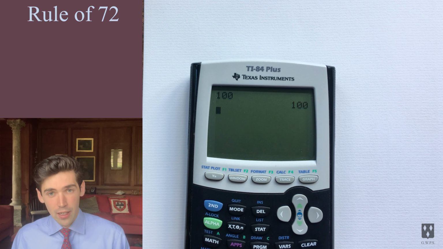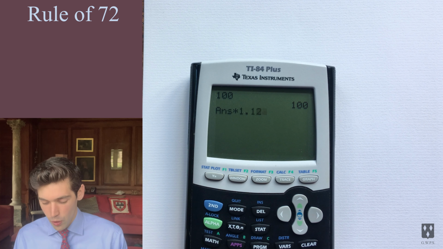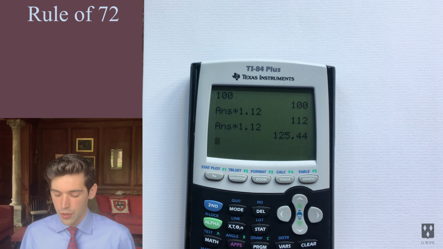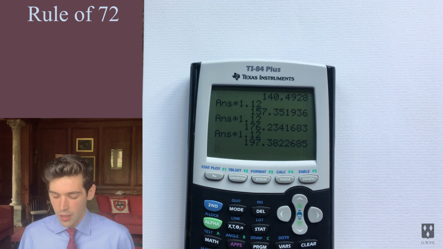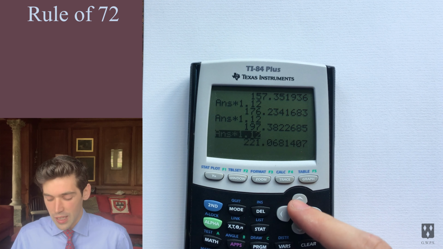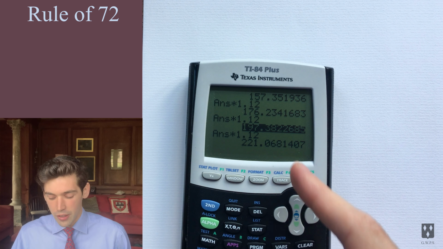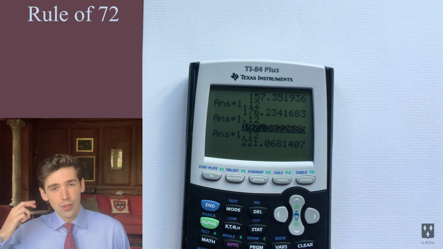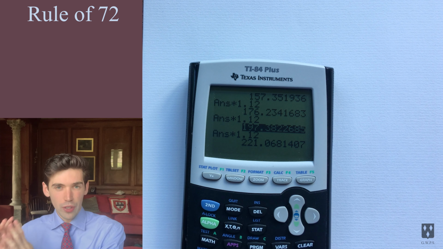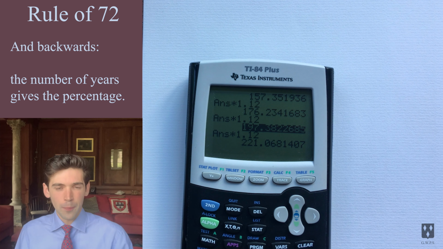So again, let's start with 100 and times it by 1.12, an increase of 12%. So that's 1 year, 2 years, 3, 4, 5, 6. And let's just look at 7. So 6 was just below 200, but 7 is way above 220, so it's definitely 6. And again, 72 divided by 12 gives you 6. And so what this rule does is it lets you go from a percentage to the number of years, or number of iterations effectively, to get double your initial value.